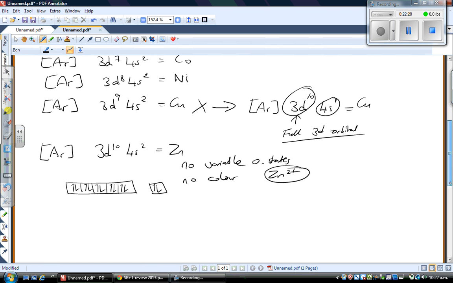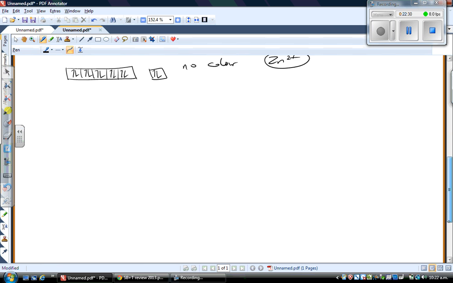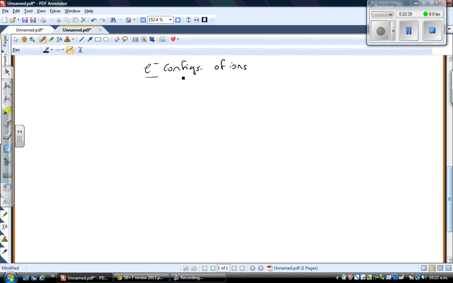Now, there's one other thing I need to talk about, which is writing electron configurations for ions. So we're going to finish now with electron configurations of ions. If I take 2 examples here, we want to cover a cation, which we'll do with Fe2+, and then I'll cover an anion like chloride. The best way I find to teach how to write electron configurations for ions is to first get the student to write down the electron configuration for the atom.